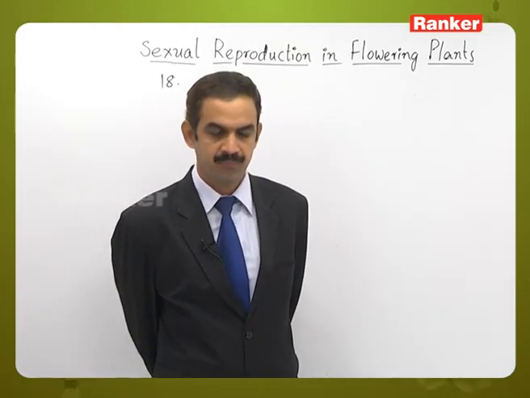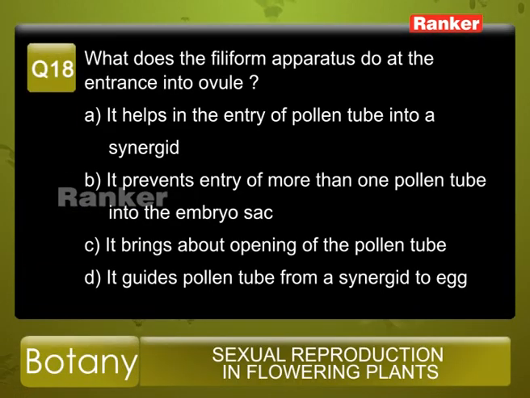Question number 18. What does the filiform apparatus do at the entrance into the ovule? The given options are: A, it helps in entry of pollen tube into a synergid. B, it prevents entry of more than one pollen tube into the embryo sac. C, it brings about opening of the pollen tube. And D, it guides pollen tube from a synergid to egg.